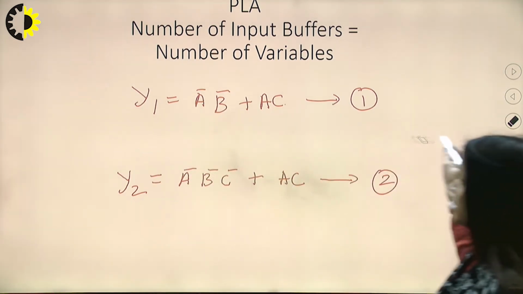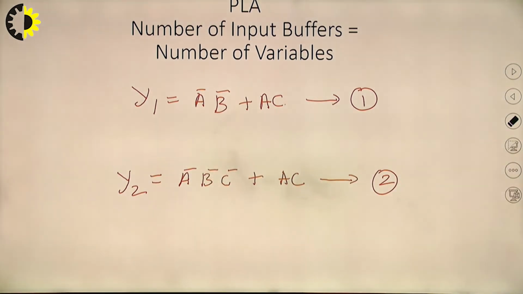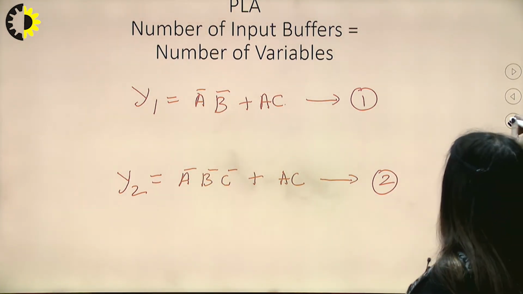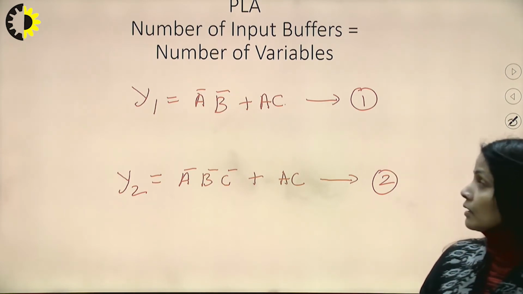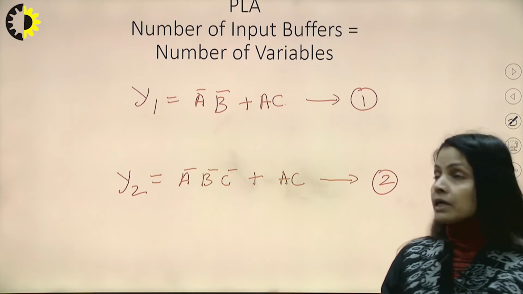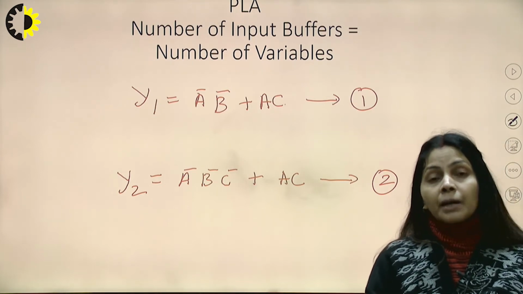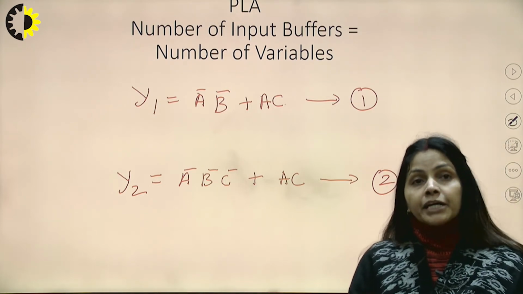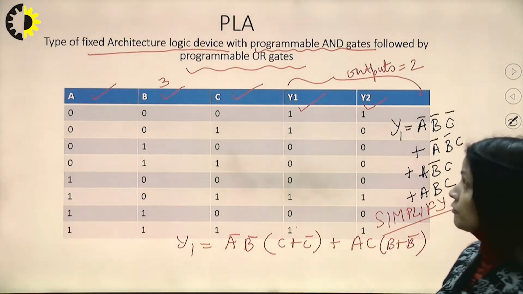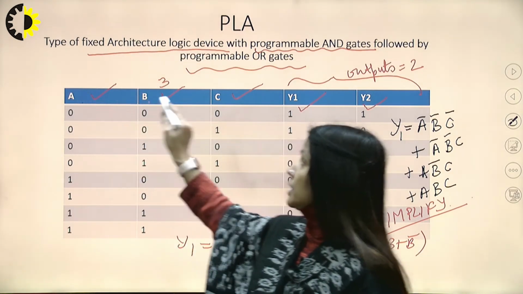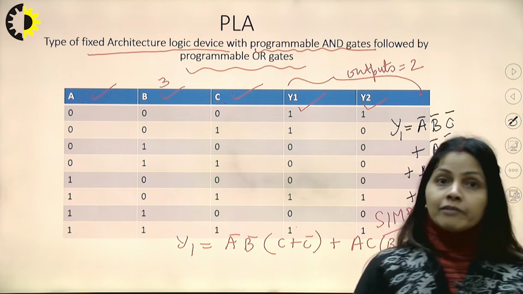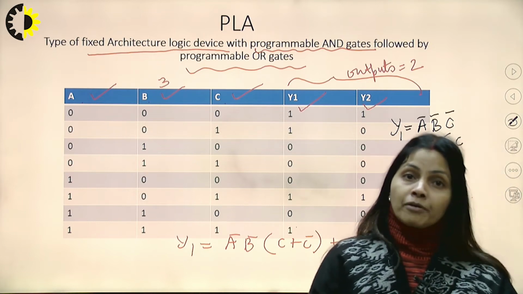The work for the table is now over. We have got two expressions, Y1 and Y2. Now next part. If we have got Y1 and Y2, so to make the PLA, step 1 will be finding out the number of input buffers. So we have three inputs A, B and C. We have three inputs A, B and C. So we will have three input buffers.